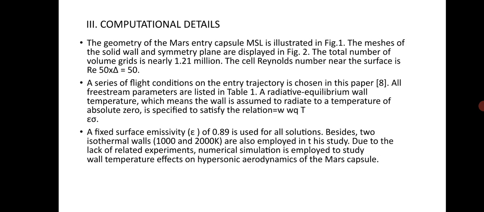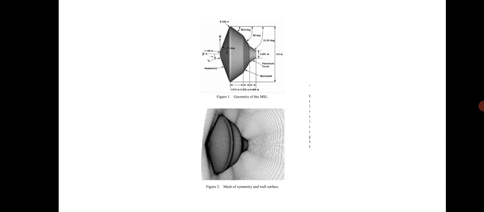A fixed surface emissivity of 0.89 is used for all solutions. Besides, two isothermal walls, 1000 and 2000 Kelvin, are also employed in this study. Due to the lack of related experiments, numerical simulation is employed to study wall temperature effects on the hypersonic aerodynamics of the Mars capsule.